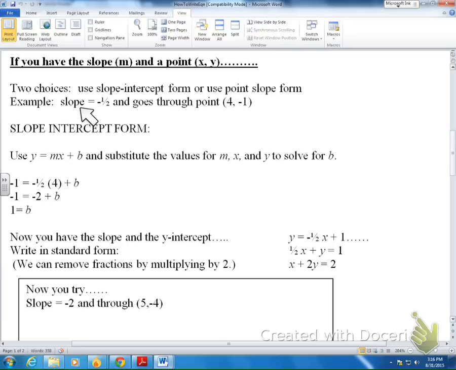Reading through it, we can do two choices. If we know the slope and a point, we're going to start with the slope-intercept form, but there's another one that we'll get to on the back side. Let's say our slope is -1/2, and it's going to go through the point 4, -1.